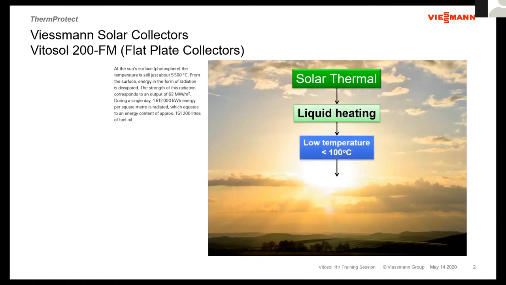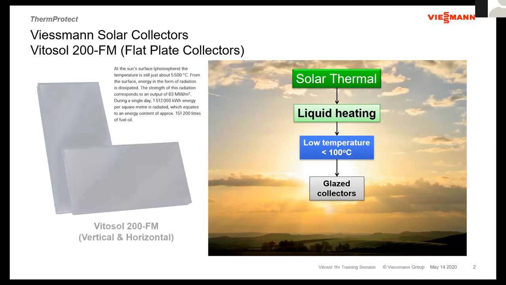And we're targeting in North America, at least in our applications here, low temperature liquid heating. So these aren't steam plants, et cetera, for producing electricity. We're trying to use that energy to heat loads that are under 100 degrees Celsius, so below the boiling point of water at atmosphere. That is what we're targeting as an application for solar thermal here in North America. And how we achieve that is using glazed collectors.